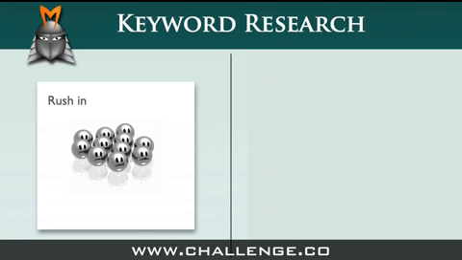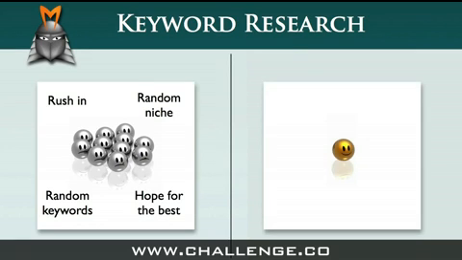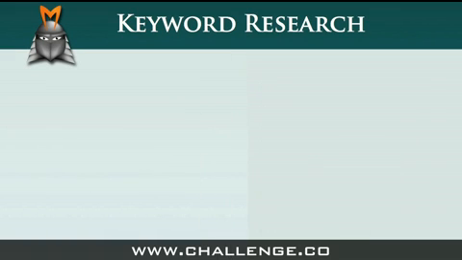Instead, they rush in, they select a random niche, they target random keywords, or worse, they don't target keywords at all, and then they just hope for the best. The people who succeed online take a very different approach. They research markets carefully, they identify profitable areas, they target specific keywords, and they follow a proven plan.